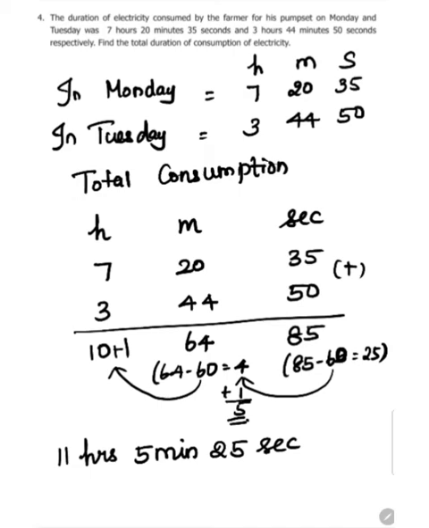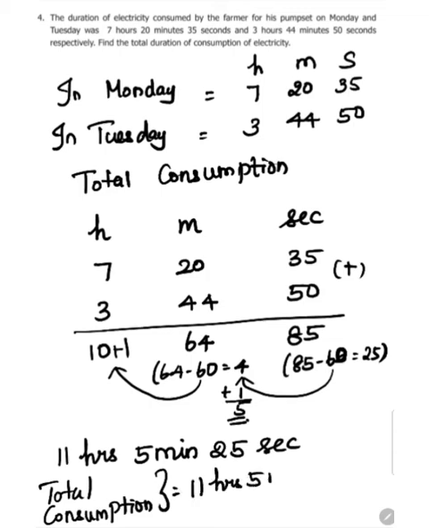Once again I repeat: this is 85, but we have only 60 seconds, so 85 minus 60 is 25 seconds. Here 64 minus 60 is 4, but this 60 comes here as 1 minute, so 4 plus 1 is 5 minutes. The 60 minutes goes here as an hour, so 10 plus 1 is 11. So the total consumption is equal to 11 hours 5 minutes and 25 seconds.